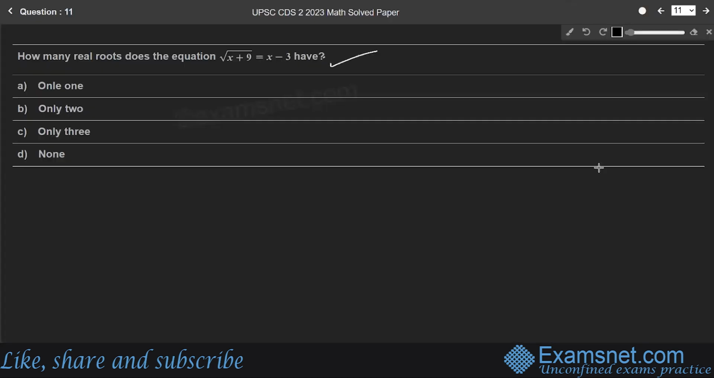Question 11. How many real roots does the equation root of x plus 9 is equal to x minus 3 have? So we'll consider the given equation. Squaring on both the sides, you will get x plus 9 is equal to x minus 3 the whole square, which is x plus 9 is equal to x square minus 6x plus 9. So you expand x minus 3 whole square, you will get the right hand side part.